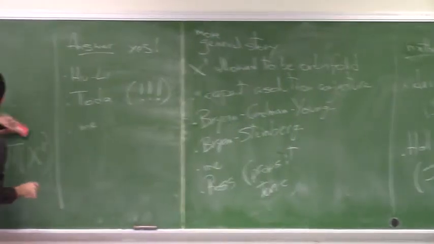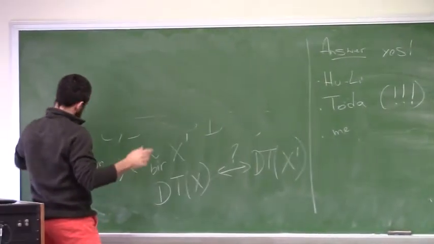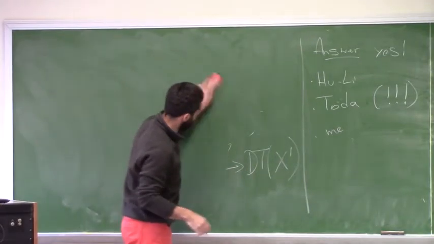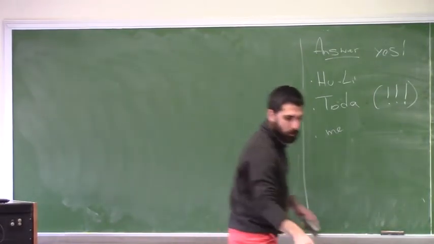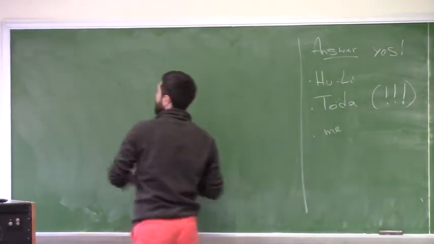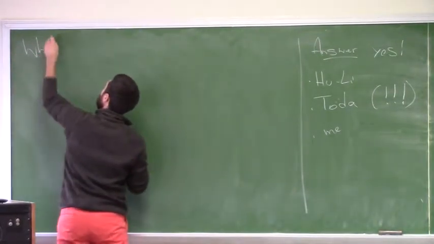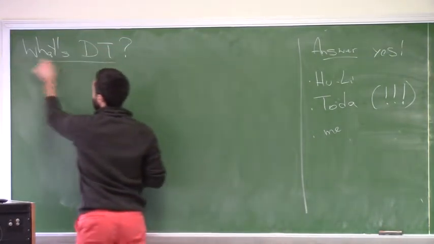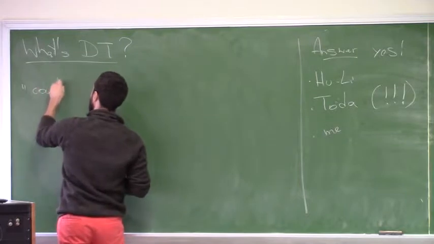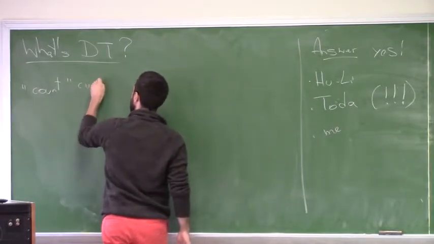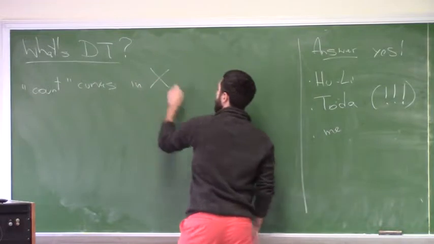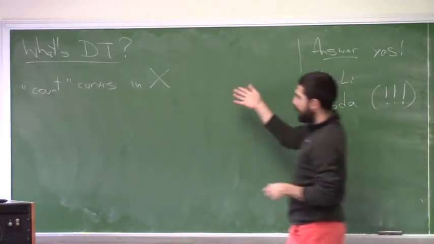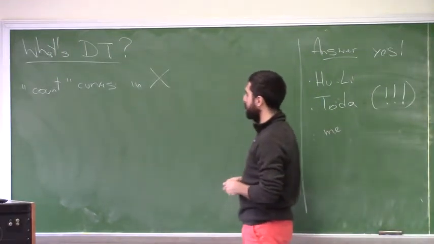Let me start by trying to motivate what these DT invariants are and why you might care. DT stands for Donaldson-Thomas. The very naive idea is that I would like to count curves in X, where X, for me, will be a smooth projective variety over the complex numbers, and moreover a Calabi-Yau threefold.